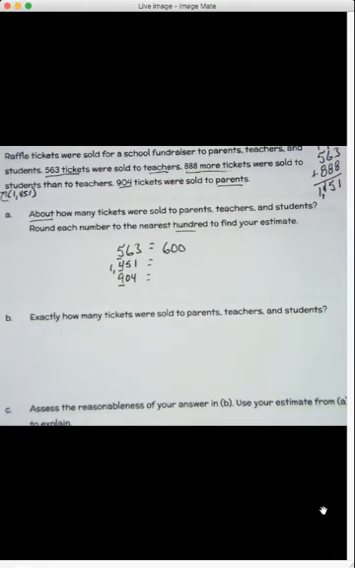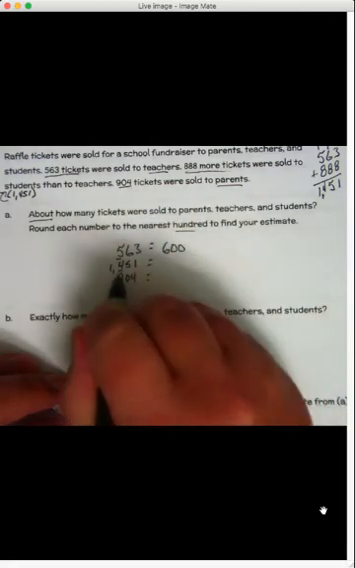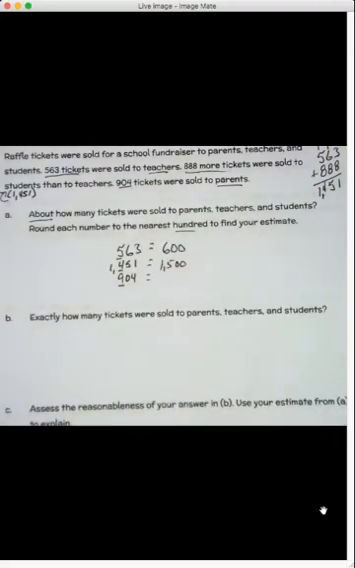And then we've got to round this to the hundreds place. So we've got a 4 there, but it's got a 5 to the right. It's going to make this round up to a 5. So it makes it about 1,500 were sold to students.